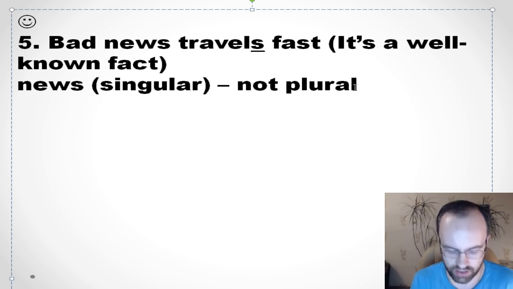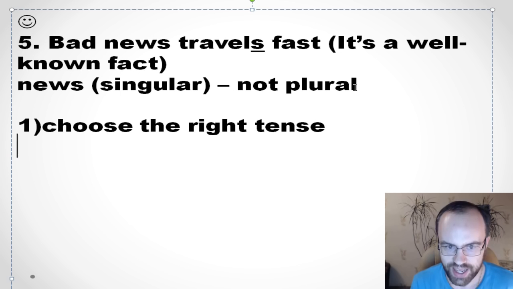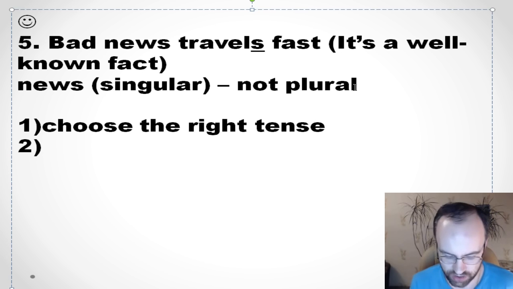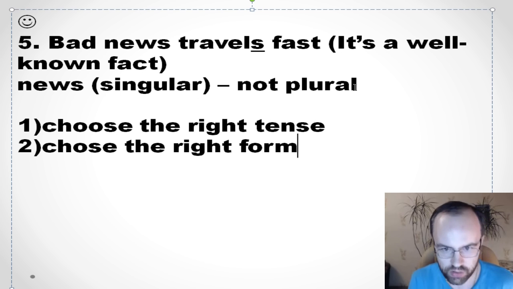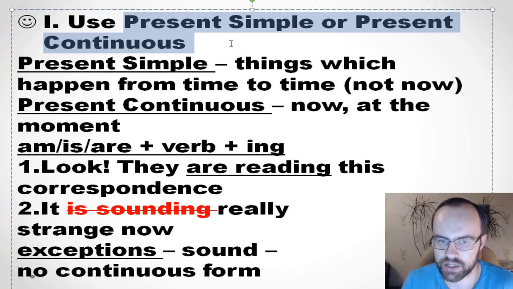So you need to understand two things. First you need to choose the right tense. And secondly, my friend, you need to choose the right form. It's also very important, and it's very important to do both these things. So choose the right tense and choose the right form. Okay, my friend, so this section is about present simple and present continuous. But it isn't enough, and we need to go further.